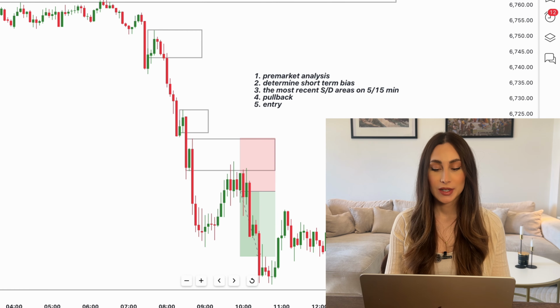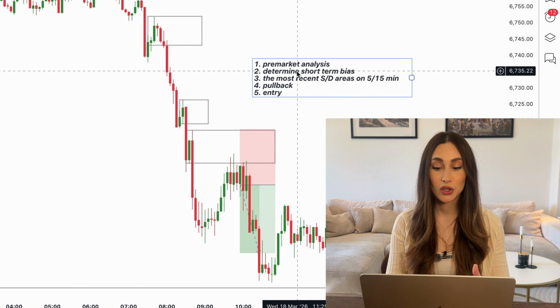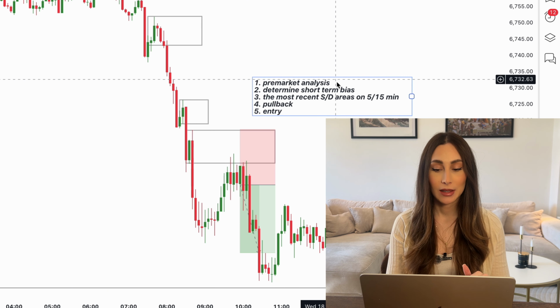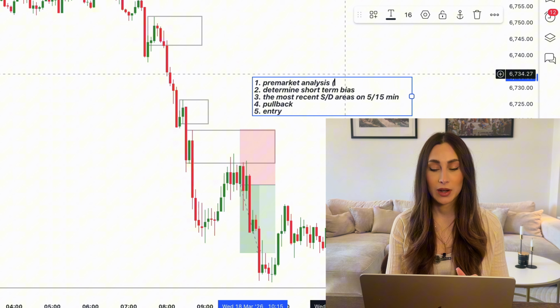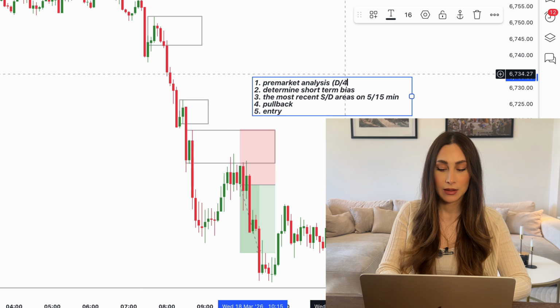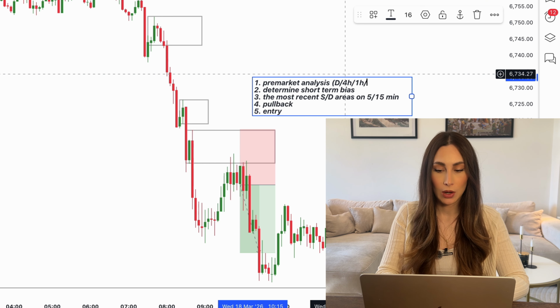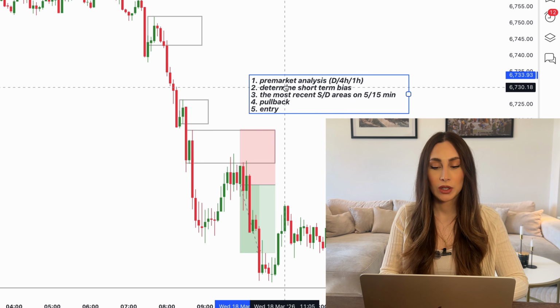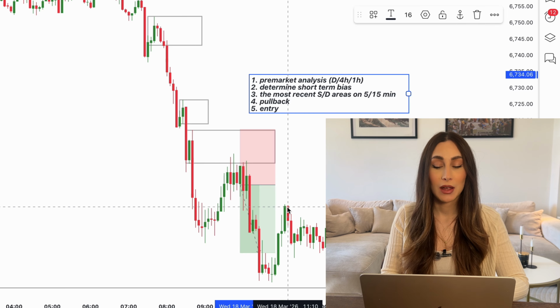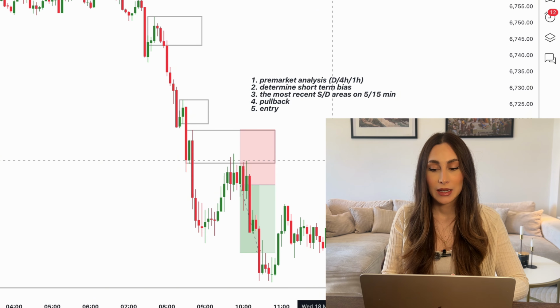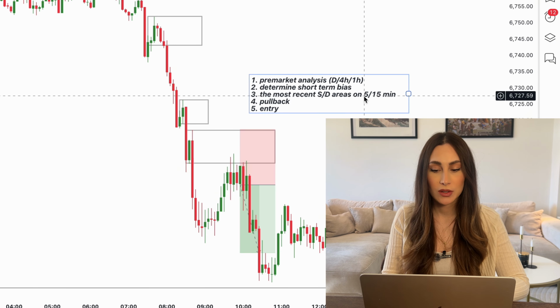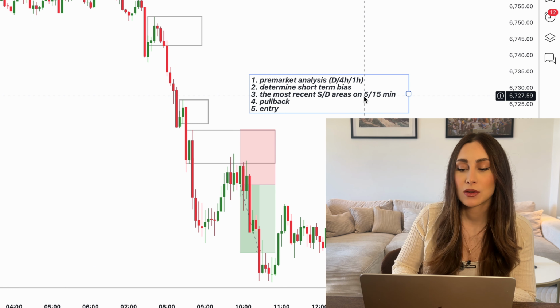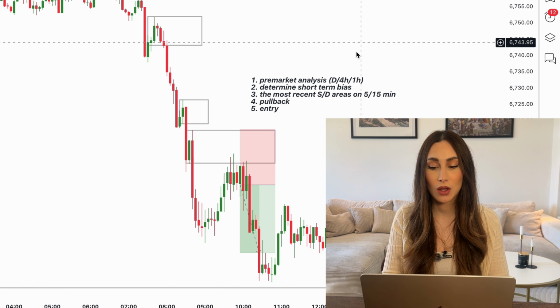Alrighty, so what was the first step I took when I opened the chart on Wednesday? I did my pre-market analysis. I always start with a higher time frame, like daily, 4 hour, 1 hour, sometimes even on 30 minutes or 15 minutes. So what you want to do on these higher time frames, you want to mark out all significant support and resistance areas. Any levels where you see huge reactions, this is what I always do before I even switch to the 15 or 5 minutes, which is the time frame I always take entries off of.